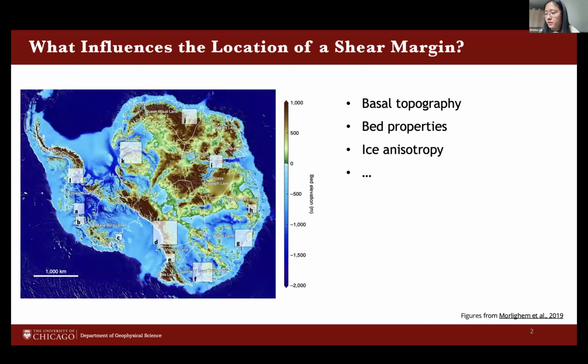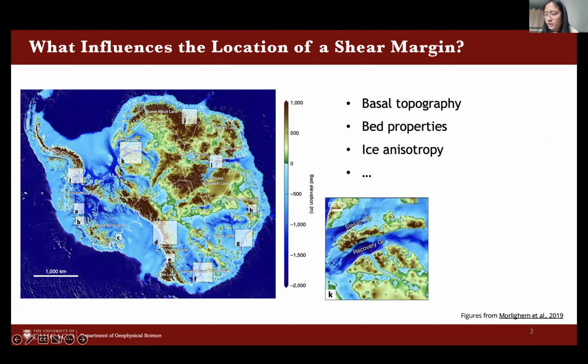So the shear margins are the lateral boundaries between fast-flowing ice and slower surrounding ice. It is essential to understand where the shear margins are and what controls their locations. And of course, the shear margin locations are influenced by numerous factors, such as basal topography, hydrology, thermal state, etc. And one of the most direct control is probably basal topography.